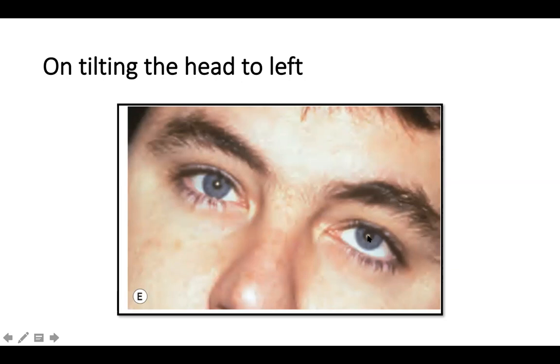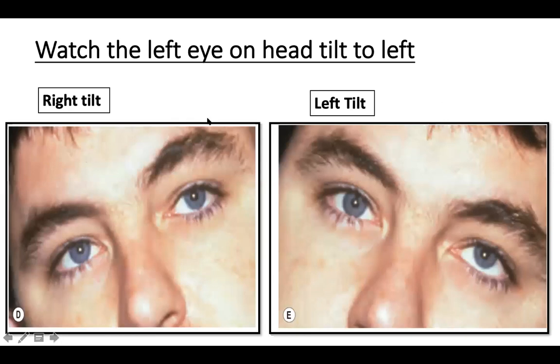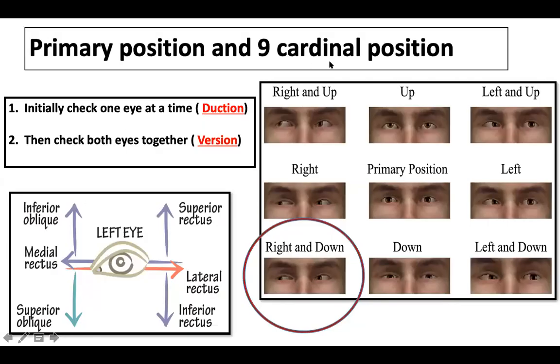So the left superior oblique nerve palsy will cause a contralateral head tilt and a diplopia when looking towards the opposite side. Okay. So as you can see here, on the right tilt, his squint is better, but on the left tilt, his diplopia or squint worsens. So what are the primary positions of gaze?